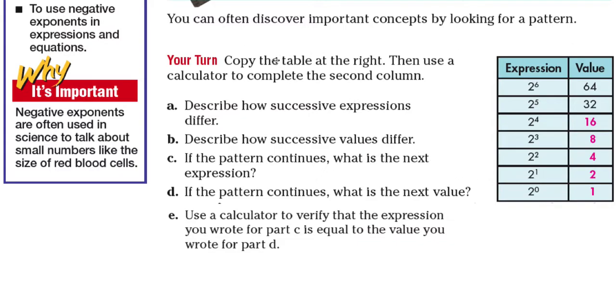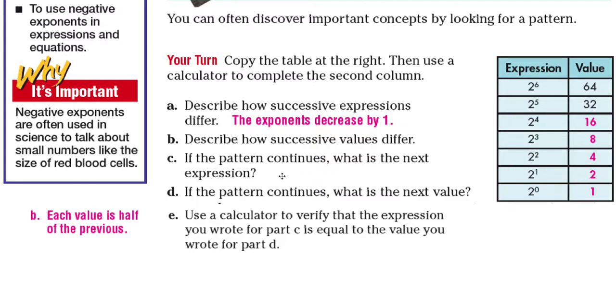Okay, so let's do letter A. Describe how successive expressions differ. The exponents obviously differ by 1: 6, 5, 4, 3, 2, 1, 0. Describe how successive values differ. Each value is half of the previous value. That's letter B. So 64, 32, 16, 8, 4, 2, and 1.